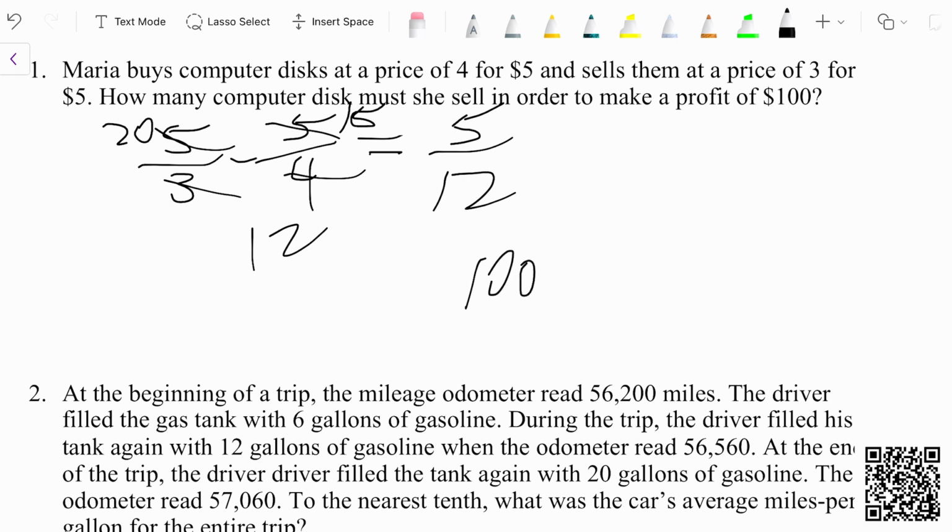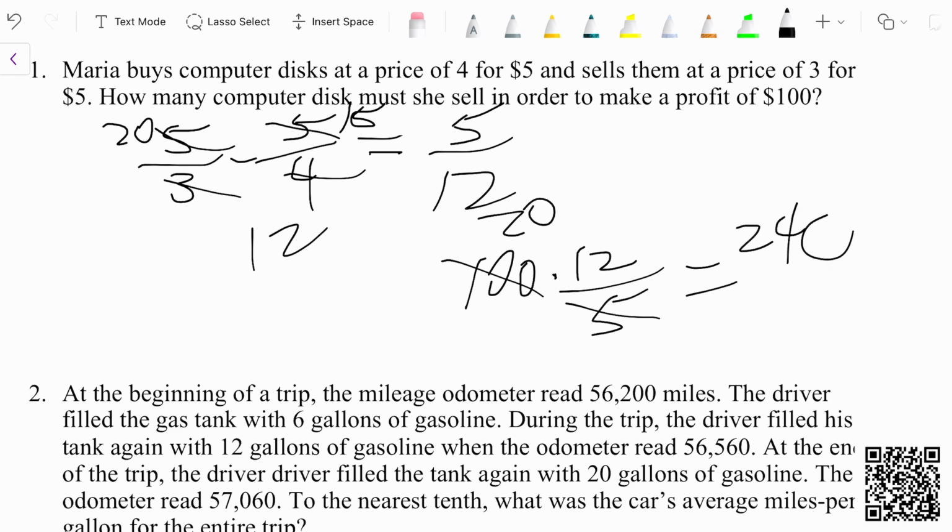So 100 divided by a fraction is multiplying by the reciprocal. 12 over 5, 100 over 5 is equivalent to 20. So then 240 discs.